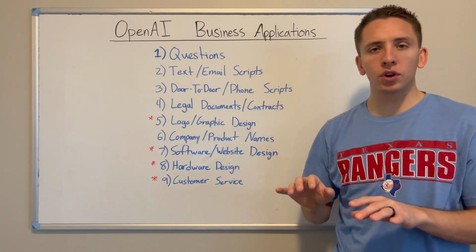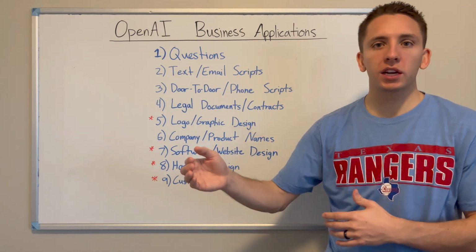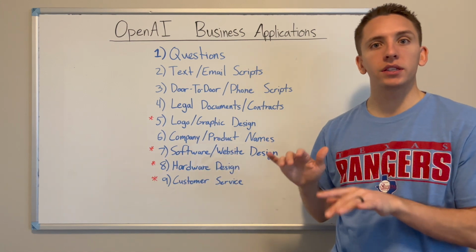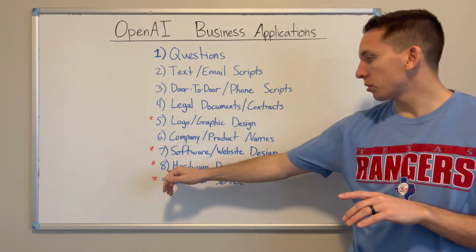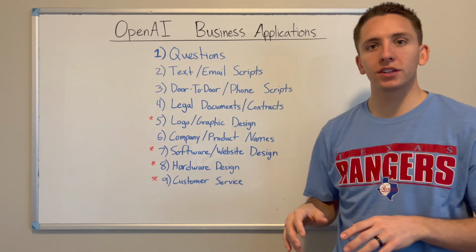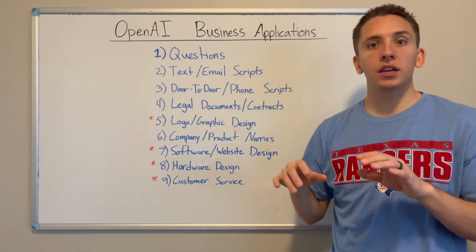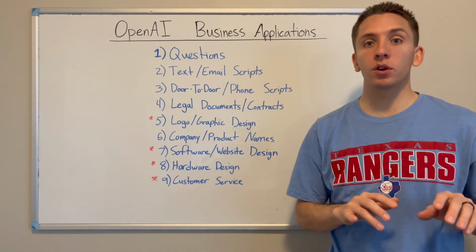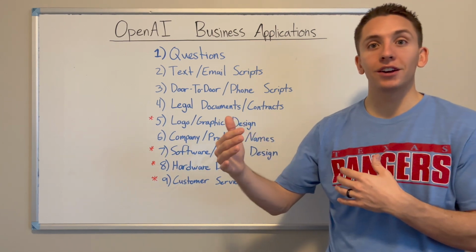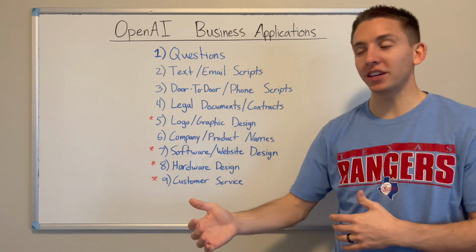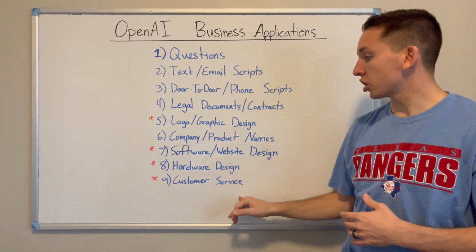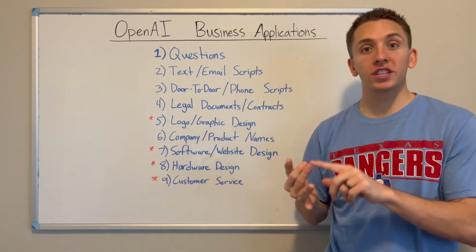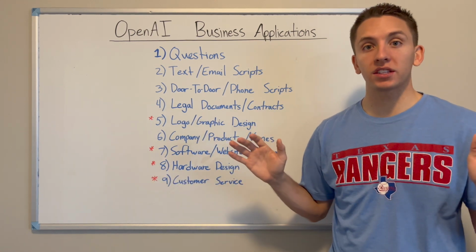Create a software that keeps track of my memberships and allows me to check them in, and it writes up the code for you. Number 8, hardware design. Create a computer for me. Create a new book for me. It can create hardware, physical things. Number 9, customer service. Answering phone calls, text, email, all of that stuff.